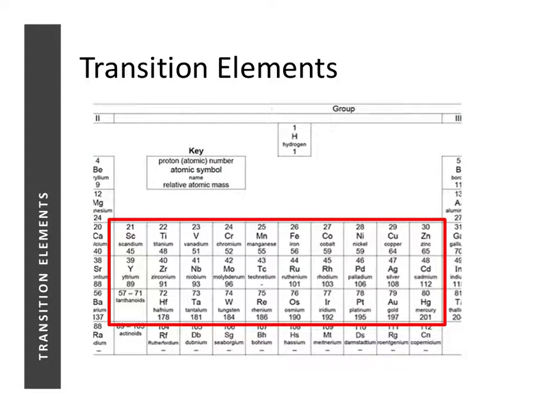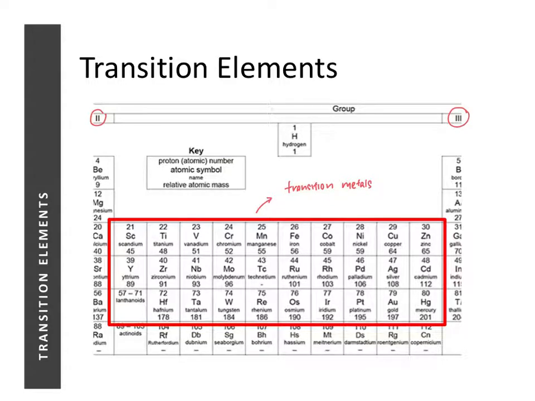Next, we're going to look at transition elements. What are transition elements? If we look at the periodic table, there exists a block of elements between group 2 and group 3 where they are not assigned any group numbers. This block of elements is known as transition elements. If you were to analyze the elements in this block, they are all metals. So therefore we call them transition metals as well.